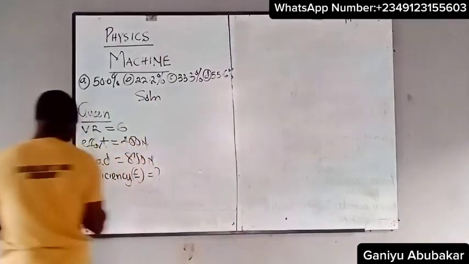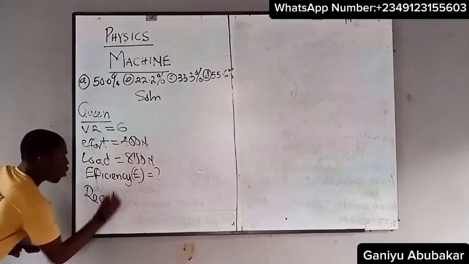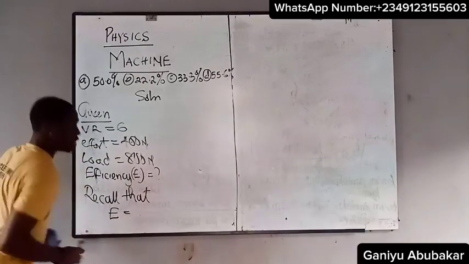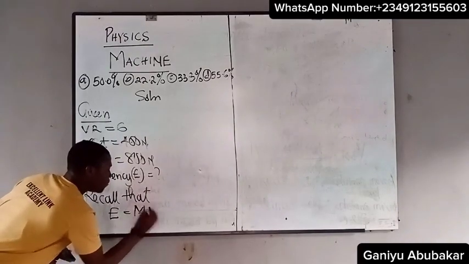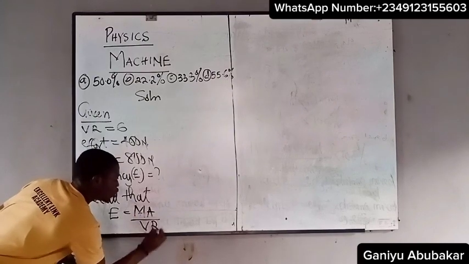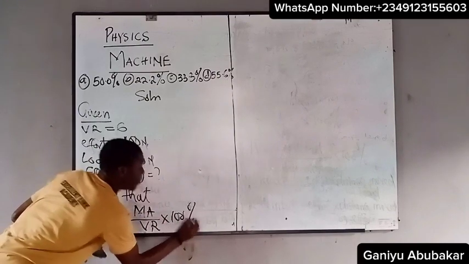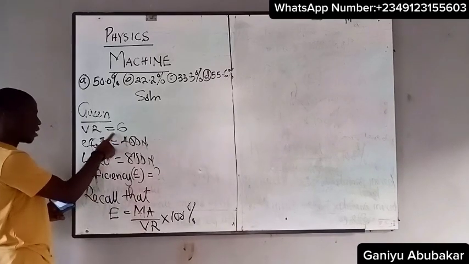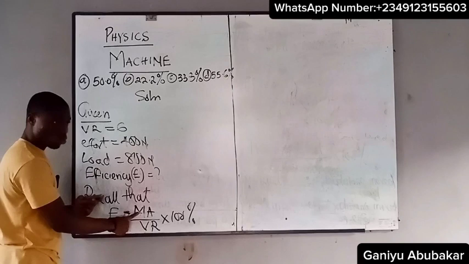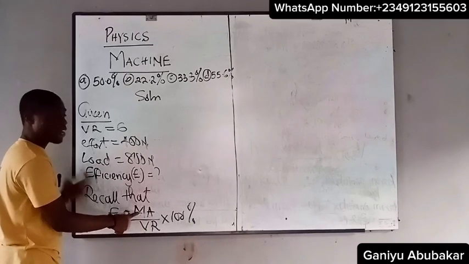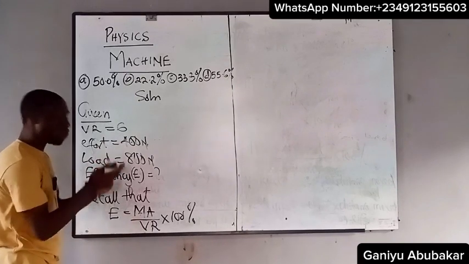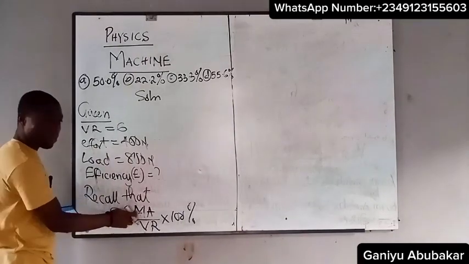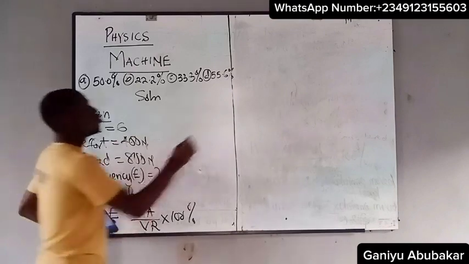Recall that we established that efficiency E is equal to mechanical advantage over velocity ratio times 100%. I'm given VR, no problem. Am I given MA? No. So my task now is to get MA. If I know MA, I can easily find efficiency. How do I get MA?